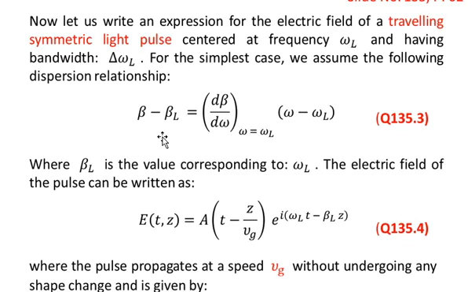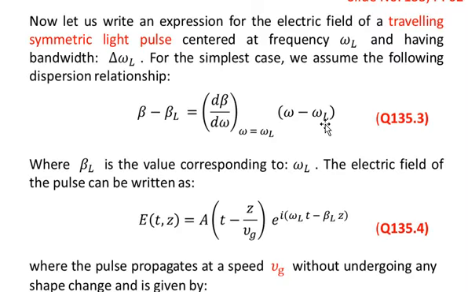So for the pulse, which is symmetric and is traveling, centered at frequency omega L, which is the central frequency, we can write the phase dispersion relationship. We can write the dispersion relationship for such a pulse as beta minus beta L is equal to the derivative of beta with respect to omega evaluated at omega equal to omega L, multiplied by the factor omega minus omega L. Here omega is any other frequency present in the pulse, and omega L is the central frequency of the pulse.